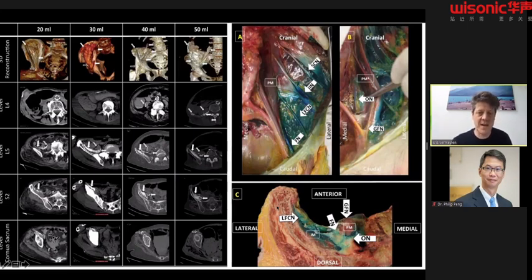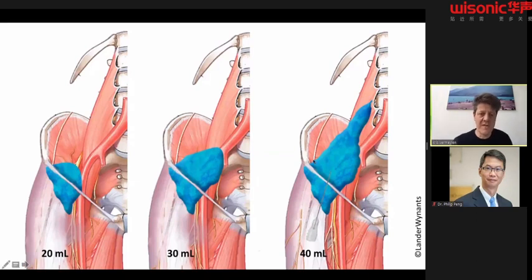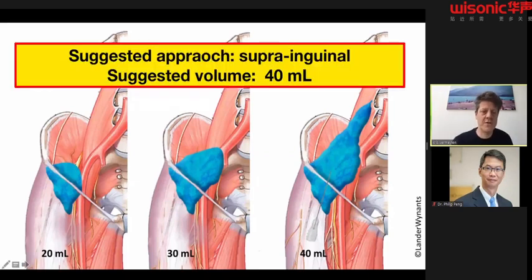Again, I don't think it's about the obturator nerve itself. It's also about receptors we have on the psoas muscle. It's also about other smaller nerves we have in the same compartment. So for us, the suggested volume and approach was the suprainguinal approach and 40 mL to get the local anesthetic as proximal as possible.